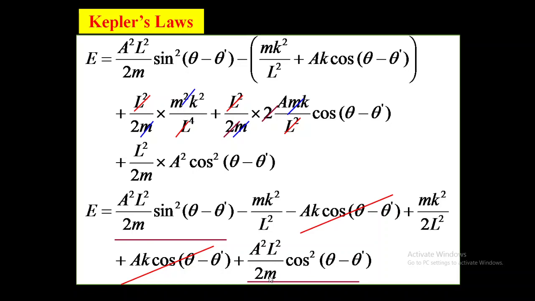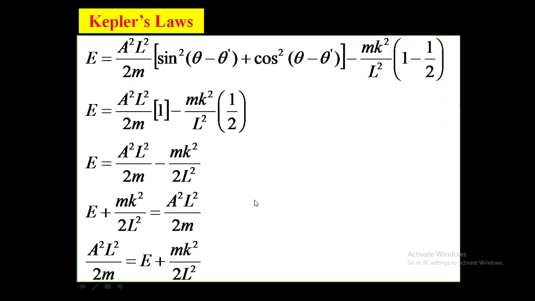Here a square L square by twice m is a common term, so we take it common, and in the bracket the terms that remain are sine square (theta minus theta dash) plus cos square (theta minus theta dash). Here mk square by L square is also common, so we take mk square by L square outside with 1 minus 1 by 2. After solving these, we get a square L square by twice m into [sine square plus cos square], minus mk square by L square into (1 minus 1 by 2).